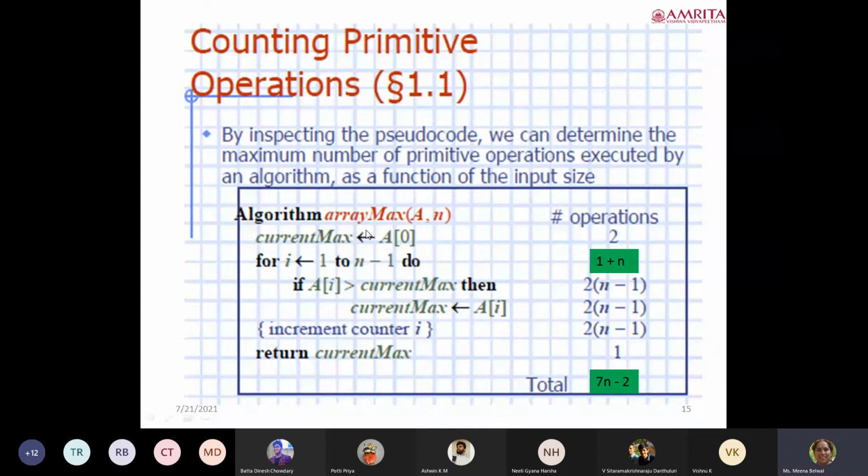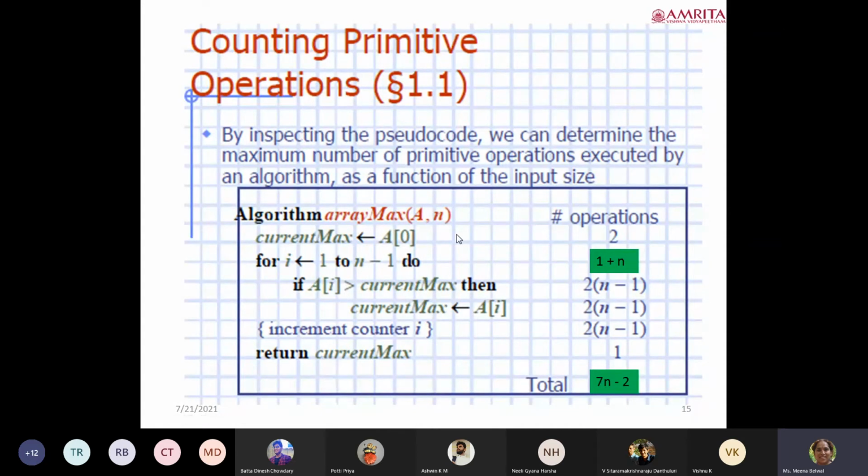Okay, you also see slide number 15, right, students? Are you able to see slide number 15? Okay. So let us see how many operations are happening in the first line. A[0] goes to currentMax. Is it 2? Why is it 2? It is 2 because there are 2 operations. The first operation is accessing an array, A[0]. Accessing an array is considered to be one operation.